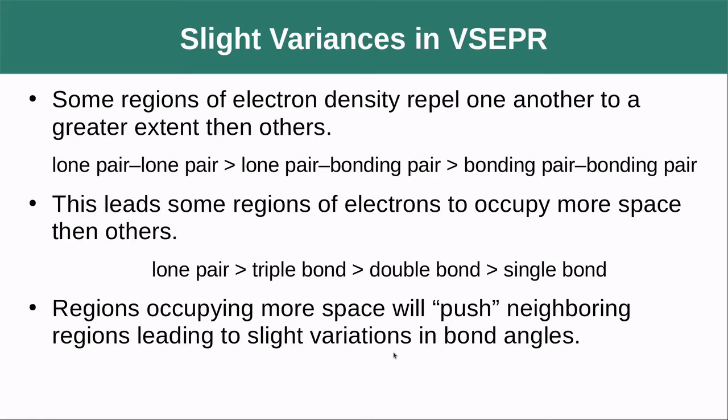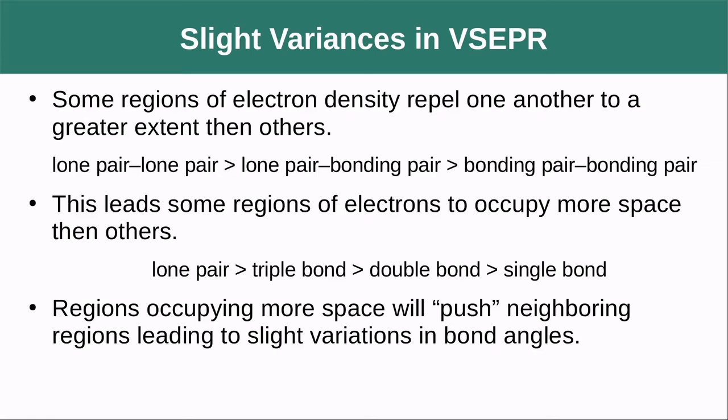So some regions of electron density repel one another to a greater extent. Two lone pairs interacting with one another are going to repel each other more than a lone pair would with a bonding pair, and bonding pair interactions are going to be even less. So this leads some regions of electrons to occupy more space than others.